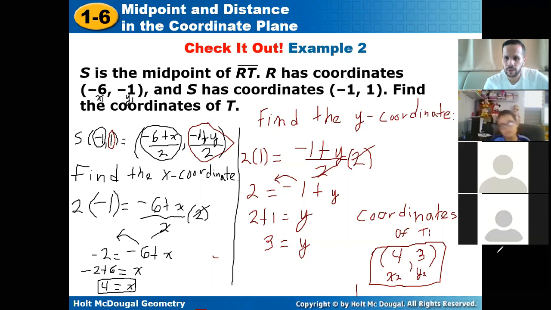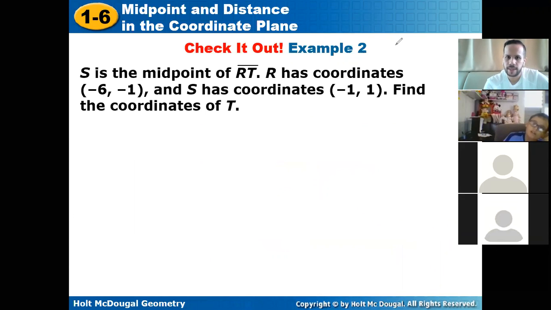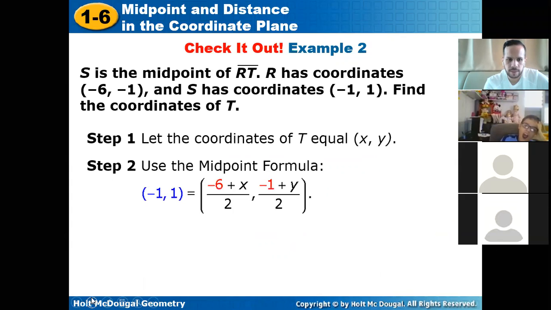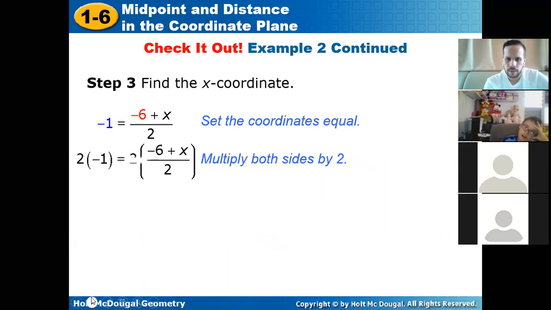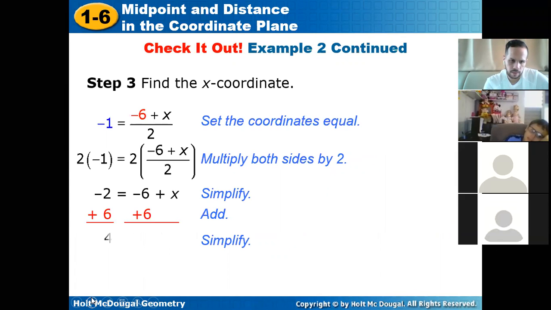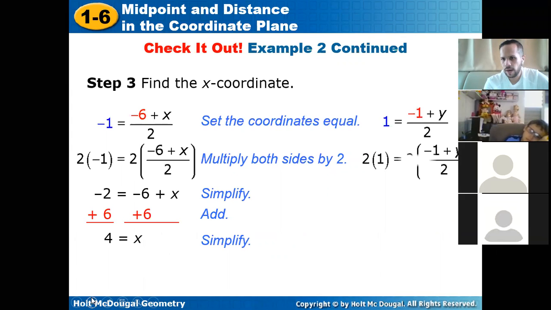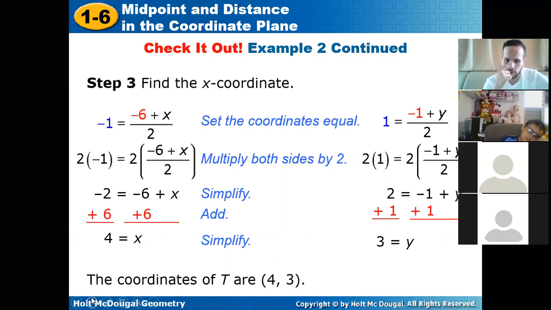Se supone que usted tome nota de la clase de matemática, okay? Okay, let me see what we have. So this is basically the example explained, okay? So X is gonna be 4 and Y is gonna be 3, okay? Estamos. So the coordinates of T are 4, 3, okay? Any questions? Estamos bien, ¿verdad?